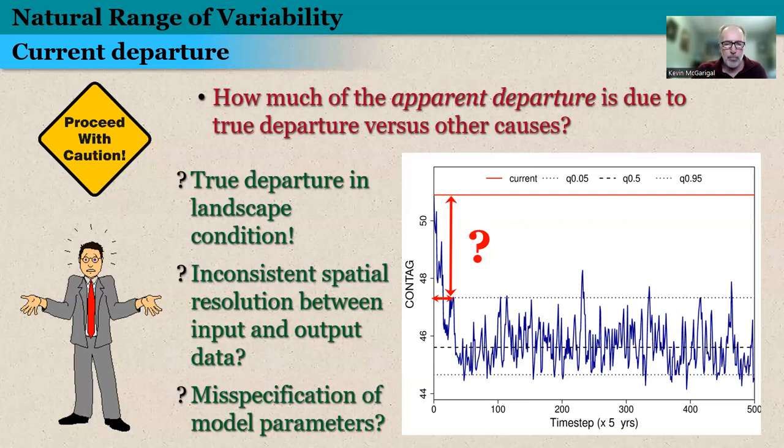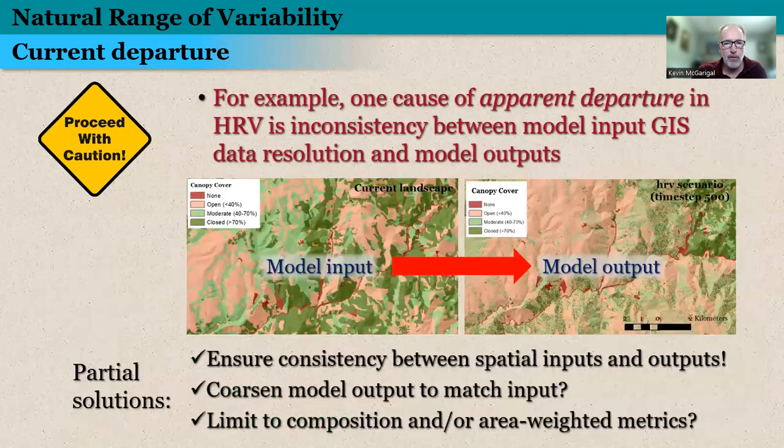And these two possible explanations or contributions to the apparent departure are very relevant in HRV type approaches that use simulation modeling. So just as an example here, one of the causes of apparent departure in HRV is a possible inconsistency between the model input GIS data resolution and the model outputs.